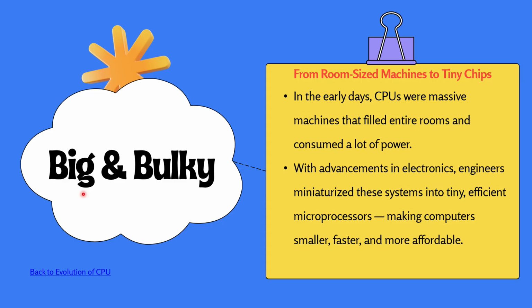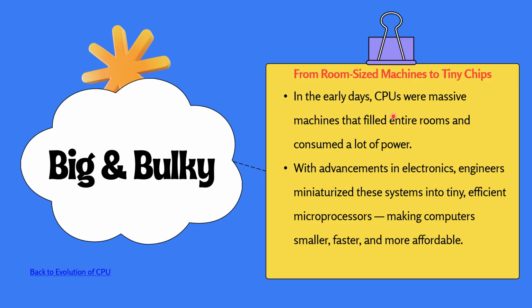From room sized machines to tiny chips. In the earlier days the CPU was very big. It occupied a large amount of space and needed big room sized machines. But with the growth of technology, the CPU size has reduced, and now it is possible to place a CPU on a single microchip.